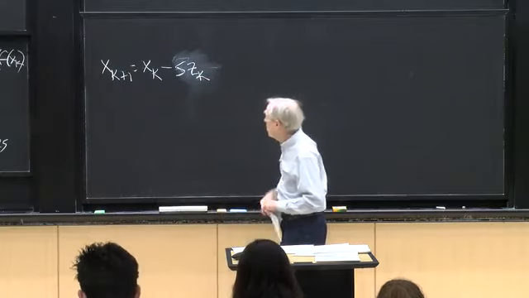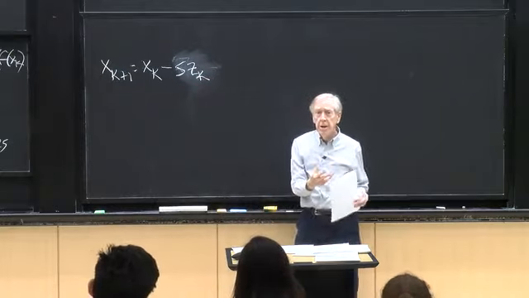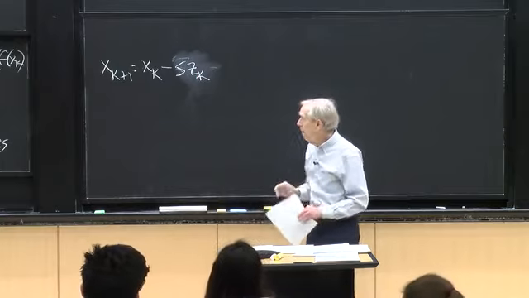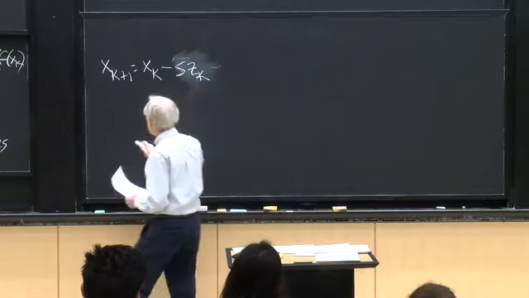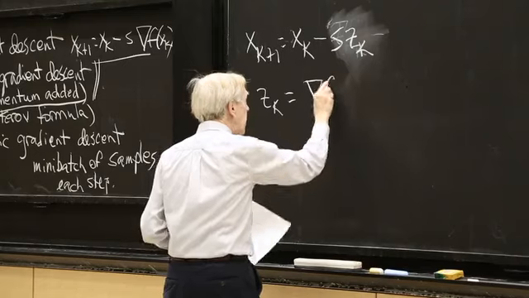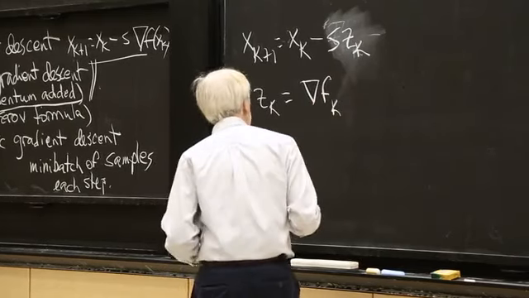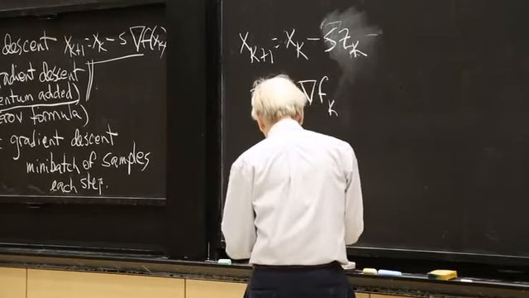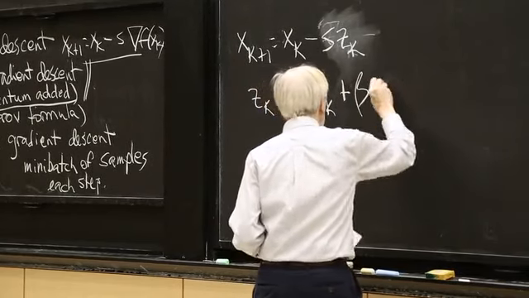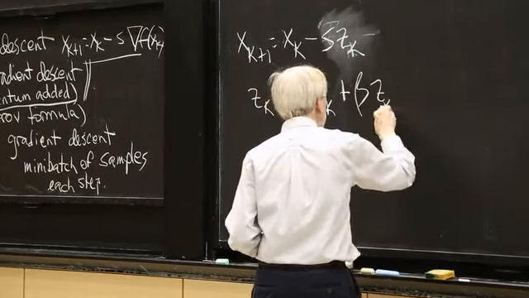Okay. So if I took zk to be just the gradient, that would be steepest descent. Nothing has changed. But instead, I'm going to take zk, well, its leading term will be the gradient. But here comes the momentum term. I add on a multiple beta, one way to do it, of the previous z.